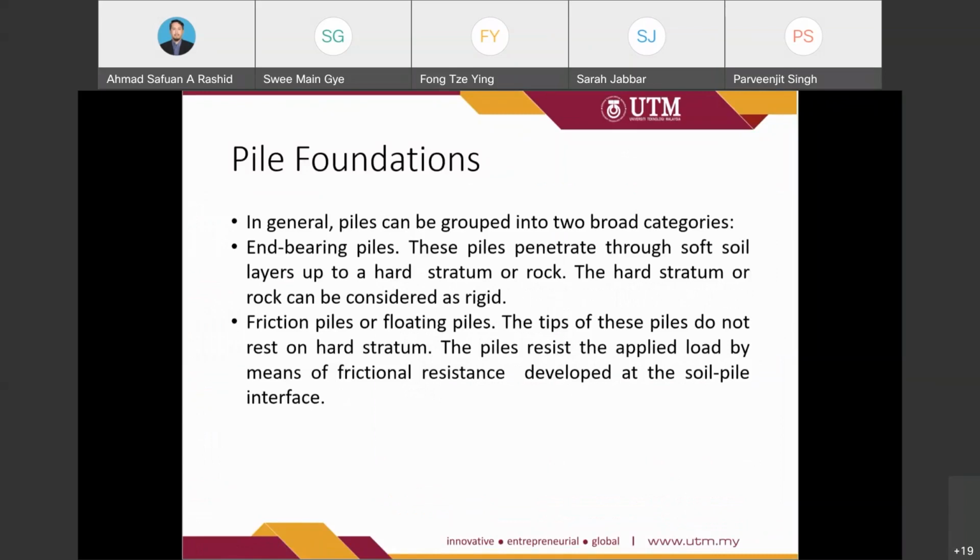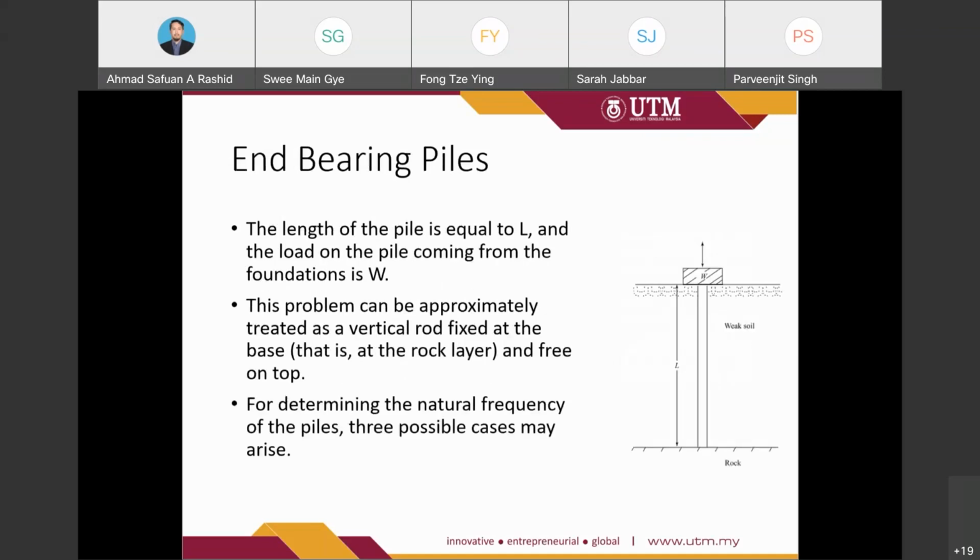Okay. So actually we have another type we call a rock socketed pile, which I have not discussed in this example. So we only focus on two types of pile system.